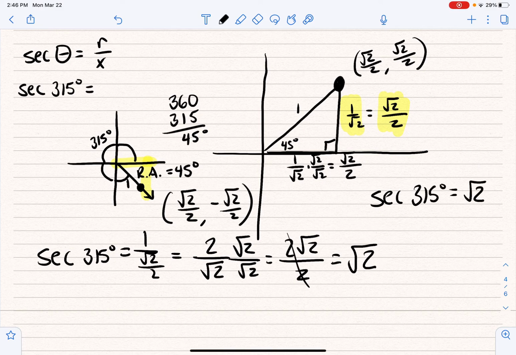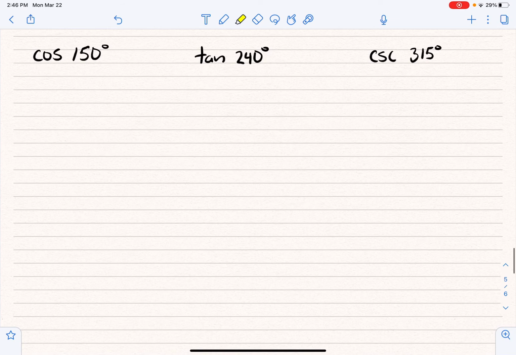Now, all of a sudden, having some knowledge about the special right triangles and reference angles, I can figure out all sorts of trig functions from all over the place. So now using that, I want you to try these three real quick. Pause right here, and then we'll work through them in just a minute.